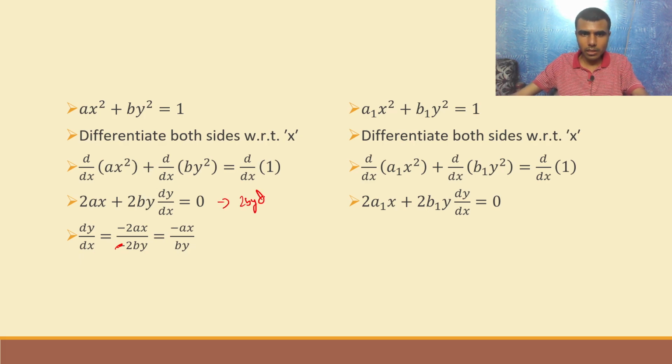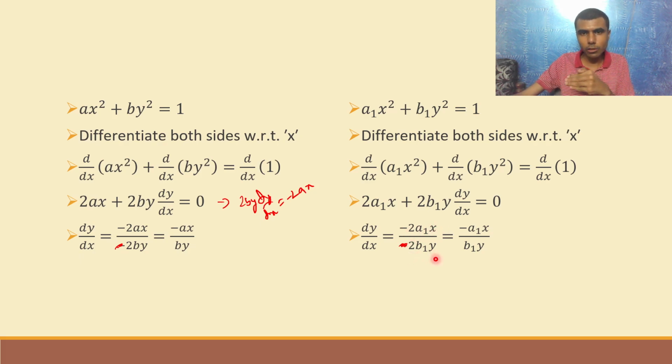dy by dx will be minus 2ax. So dy by dx will be nothing but minus 2ax by 2by. So 2 cancel, minus ax by by. Here also minus will not come. Well, sorry for such mistakes. So this is minus 2a1x by 2b1y, 2 cancel, minus a1x by b1y. Now this is the slope of tangent in general to the curve.